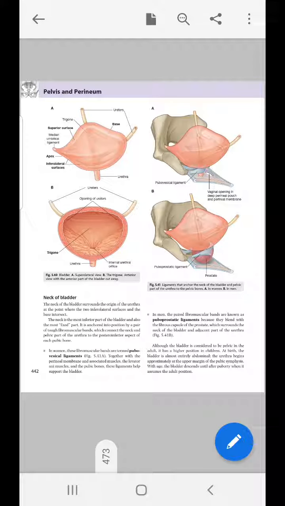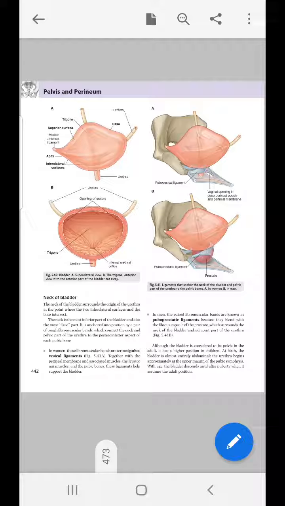So today we will discuss the urinary bladder and the anatomy of the urinary bladder. First of all, the urinary bladder is the most anterior element of the pelvic viscera. Behind the urinary bladder in females is the uterus, and behind that is the rectum, and in males behind the urinary bladder is the rectum. The urinary bladder is situated in the pelvic cavity.